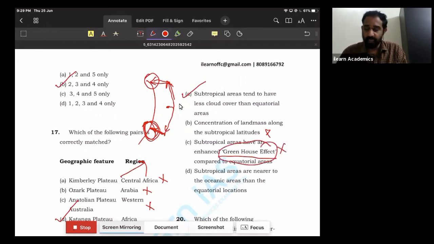Then, subtropical areas are nearer to the oceanic areas than the equatorial locations. In fact, oceans can actually reduce or moderate the temperature. This is actually a negative point, so you can eliminate this option as well. So the answer is A. I'm trying to explain other options to have a better understanding and conceptual clarity.